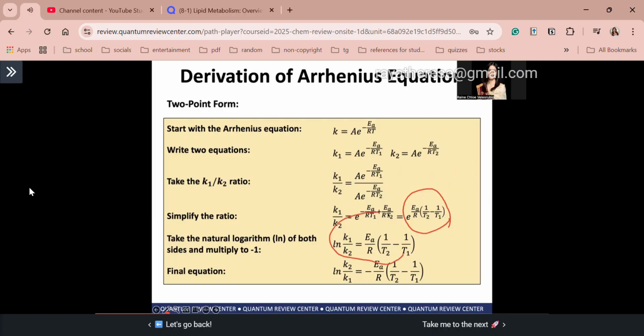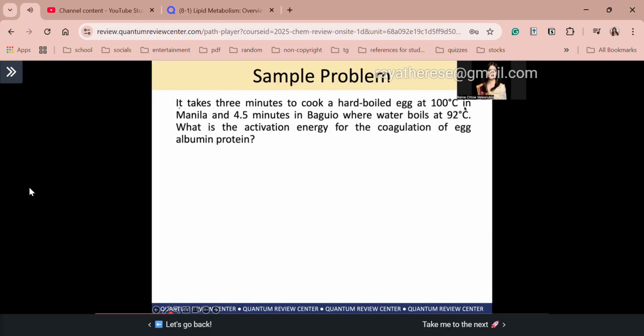Now, guys, after you have taken the logarithm of both sides, you will get this equation, right? Now, at times equal to negative 1, you will get this answer here. Okay? So, this is the final equation for your 2.4 of the Arrhenius equation. So, guys, this is the correct one. ln K2 over K1 is equal to negative EA over R times 1 over T2 minus 1 over T1. Okay? I hope that's clear, guys. This is how you do it. Okay? Let's proceed.